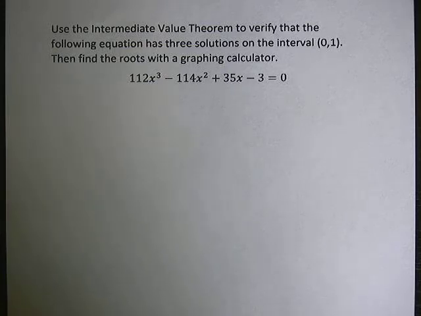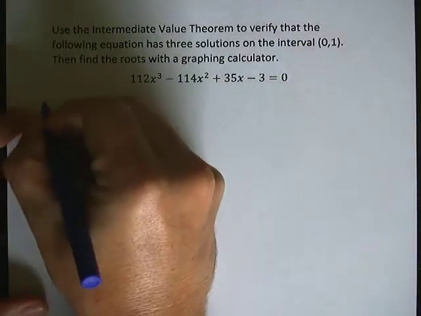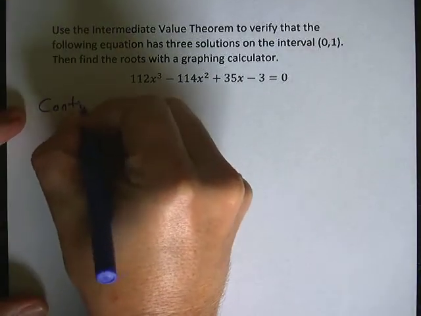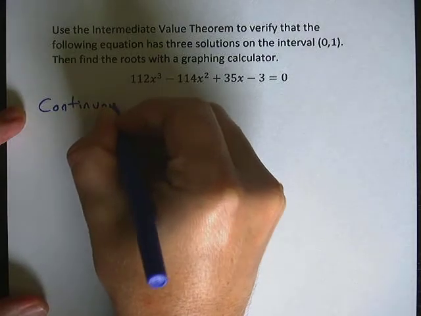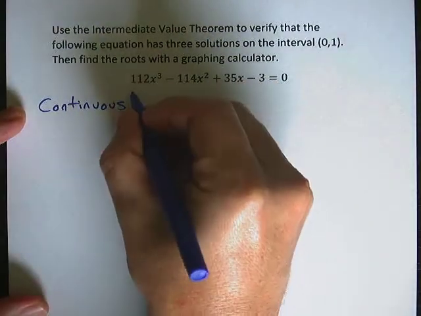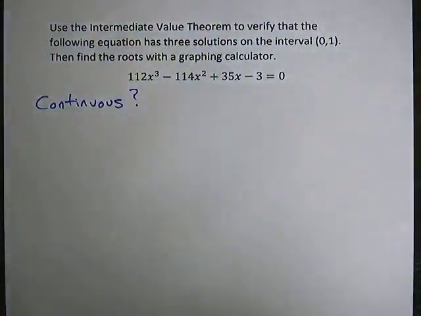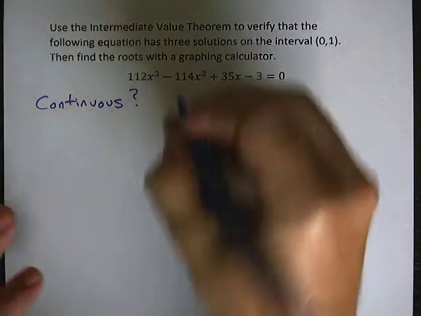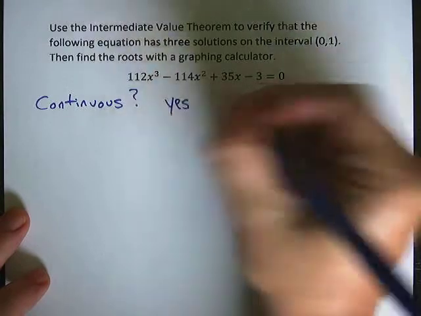Okay, so the first thing we want to analyze is, is this function continuous? Well, it is a polynomial function. There's nothing rational going on here. There's no radicals, square roots, or anything like that. So it's a polynomial function, and all polynomial functions are continuous. So yes, it is.